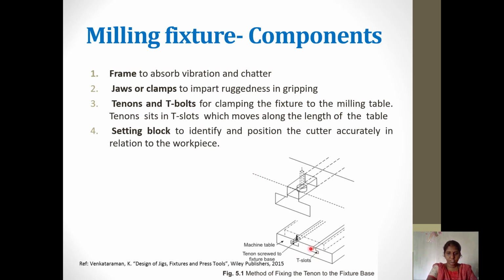So here T slot is there, and we have this is the machine table, and this is T slot. This is in the shape of T, and this is the tenon screwed to the fixture base. So this is the tenon. So this is the T slot. Tenon sits in T slot, which moves along the length of the table. So which is sitting on T slot and which moves along the table.